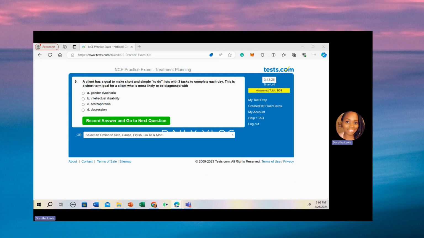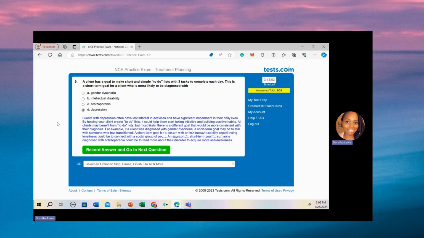A client has a goal to make short and simple to-do lists with 3 tasks to complete each day. This is a short-term goal for a client who is most likely to be diagnosed with A, gender dysphoria, B, intellectual disability, C, schizophrenia, and D, depression.